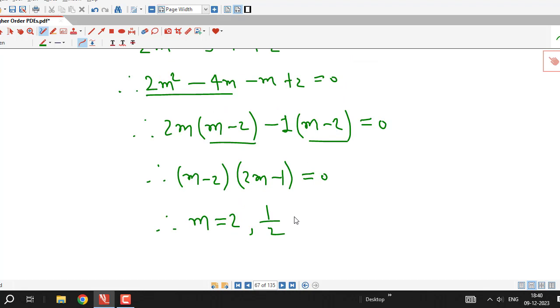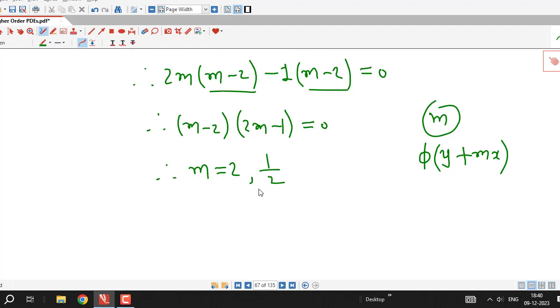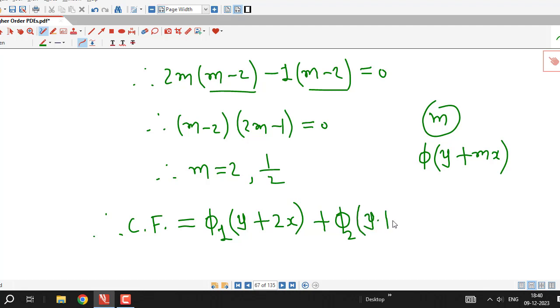And we know that if we have real and distinct roots, then corresponding to each value of m, a part of the complementary function is written as an arbitrary function of y + mx. So we take m = 2 and m = 1/2. That will be the complementary function of the given non-homogeneous equation. First we consider m = 2, that is y + 2x, and then m = 1/2, that is y + (1/2)x.